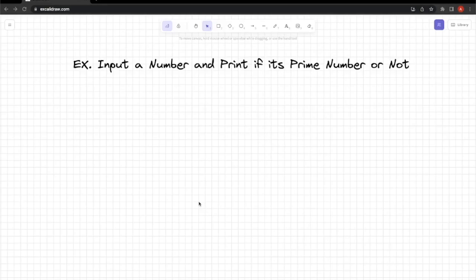Hey everyone, welcome back. Now we are going to see, for a given number, how to tell whether the given number is a prime number or not. We have to draw a flowchart for determining whether the given number is prime or not.